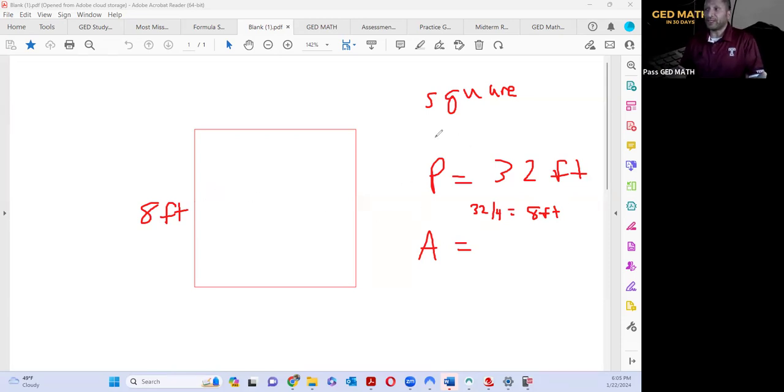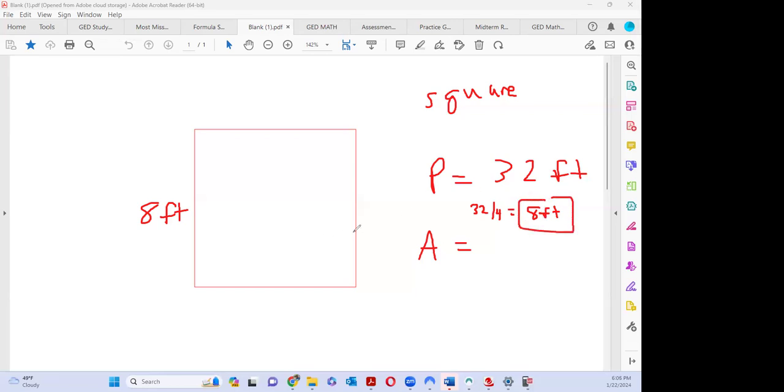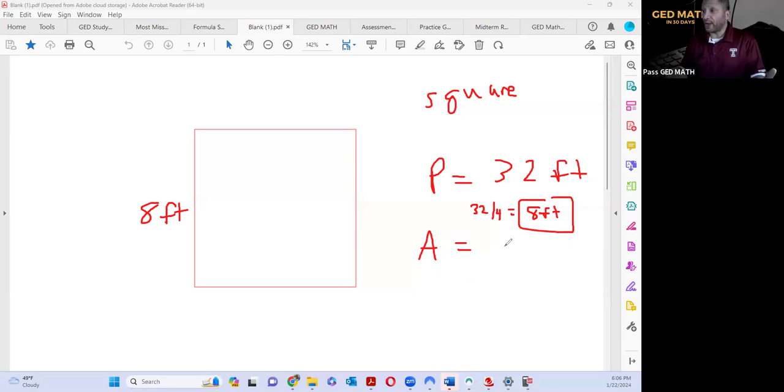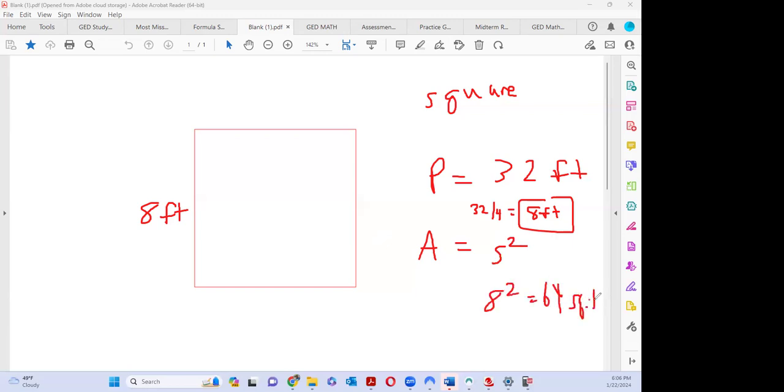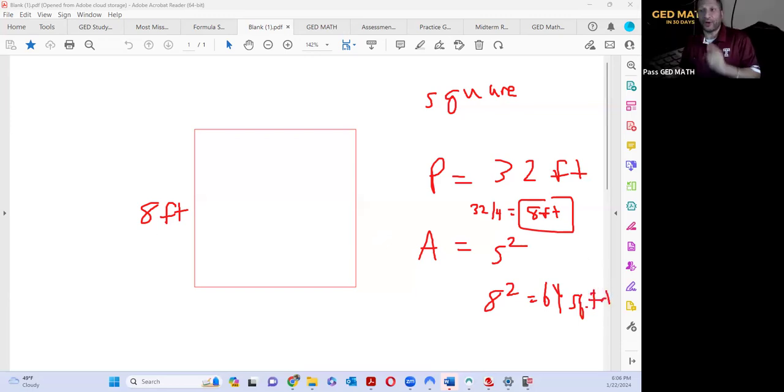So for example, say this perimeter was 32 feet. When I divide by 4, that tells me each side is 8 feet. Once I know each side is 8 feet, to find the area of a square, it's the side squared. So I just take 8 squared, and that's 64 square feet. Remember, it's such a tricky situation because you always have to identify what's given first.